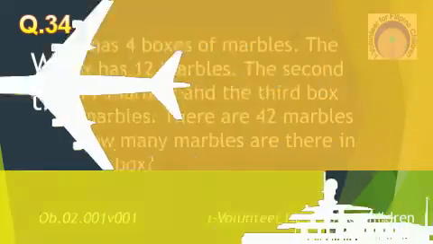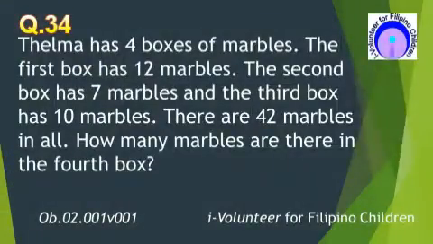Question number 34. Thelma has 4 boxes of marbles. The first box has 12 marbles. The second box has 7 marbles. And the third box has 10 marbles. There are 42 marbles in all. How many marbles are there in the fourth box?